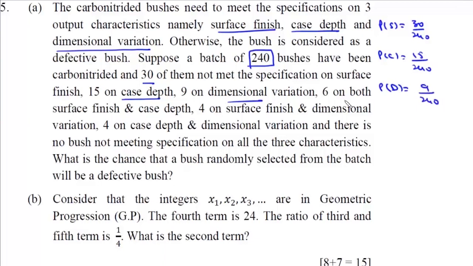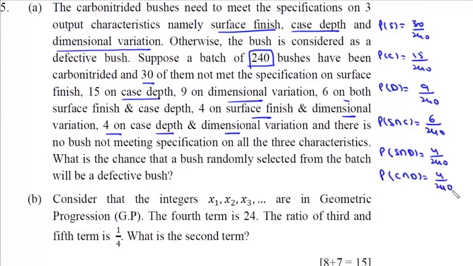Now it says 6 on both surface and case. So that means this probability of S intersection C will be 6 by 240. Surface and dimensional, S intersection D, will be 4 by 240, and 4 on case depth and dimensional variation. So C intersection D is also 4 by 240. Now it says there is no bush not meeting specification for all three. So that means probability of S intersection C intersection D is 0.